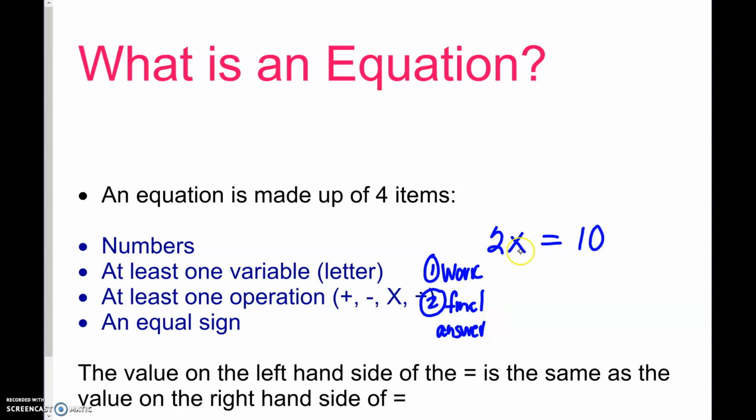So this one says 2 times x. What we have to do is divide both sides by 2. So that is me showing my work. I am dividing by 2. So 2 divided by 2 cancels out. So I have x equals, and 10 divided by 2 is 5.